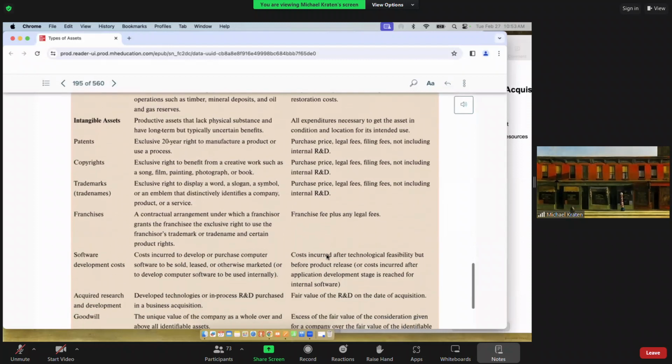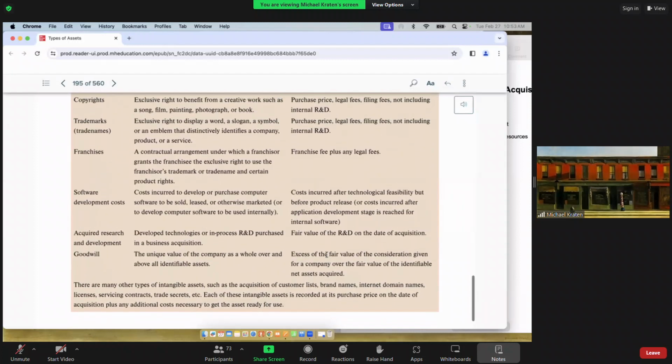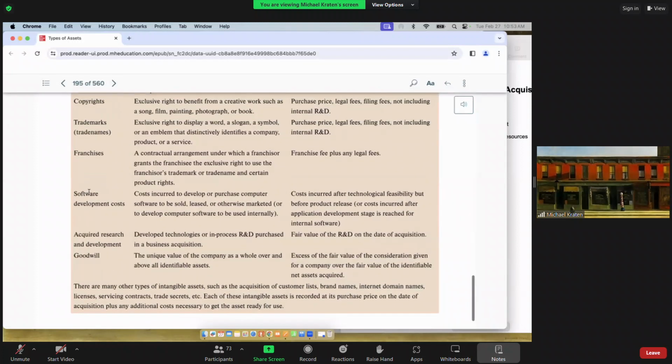Okay, bouncing a little further down, as you can see, the rest of the column basically says the same thing. For software IP, intellectual property, it's costs after you know the software might work, but before you actually sell it or release it. Those are the costs of creating the software. Why not costs incurred before you know it will work?